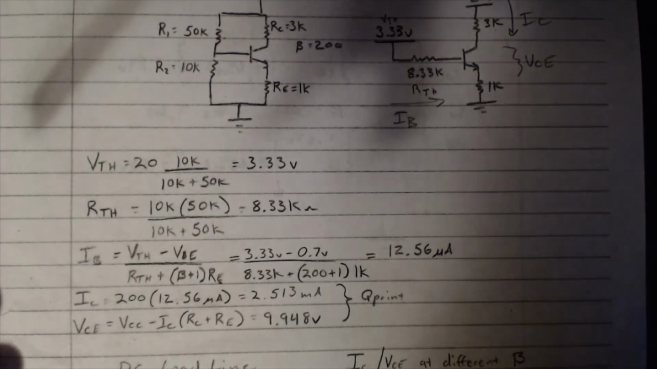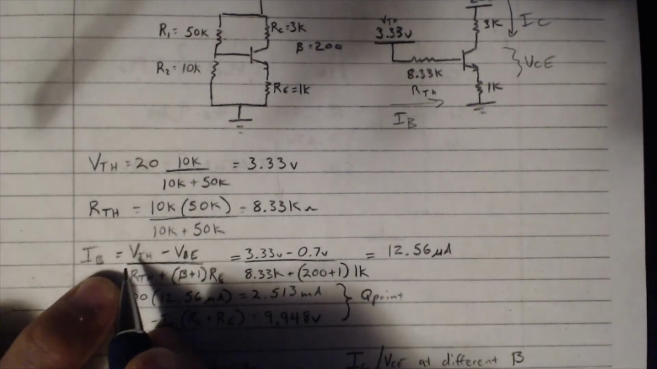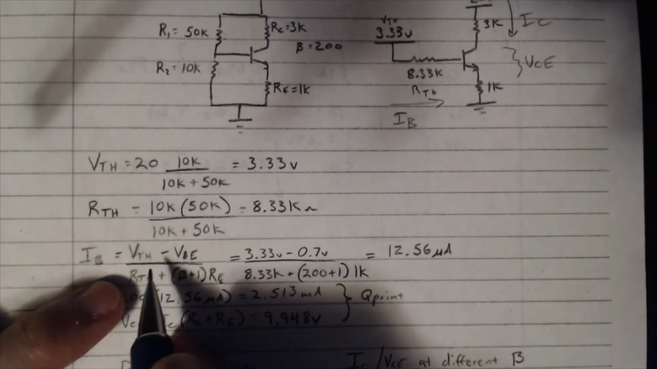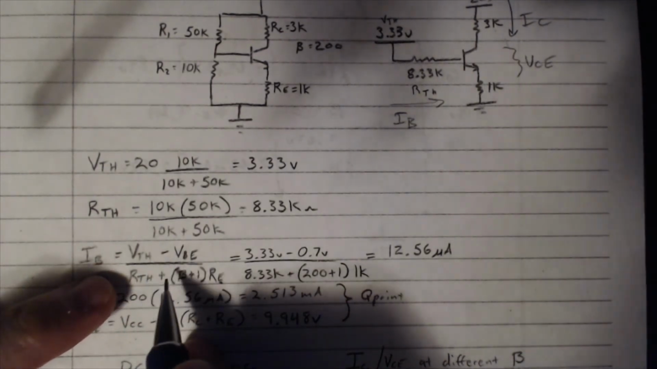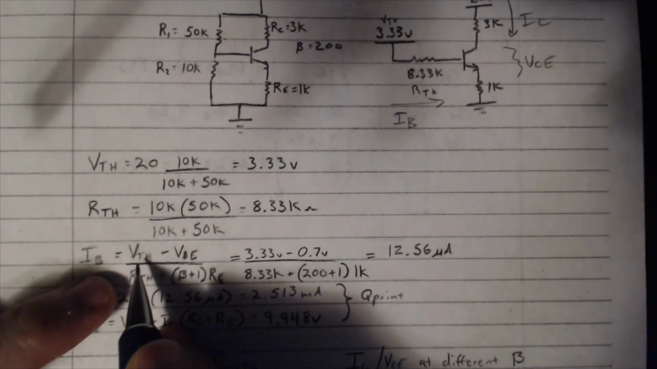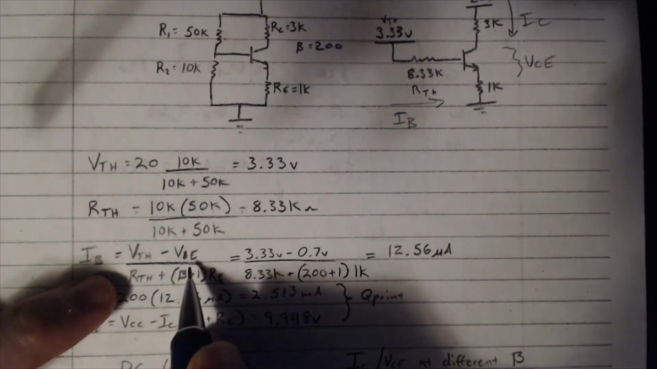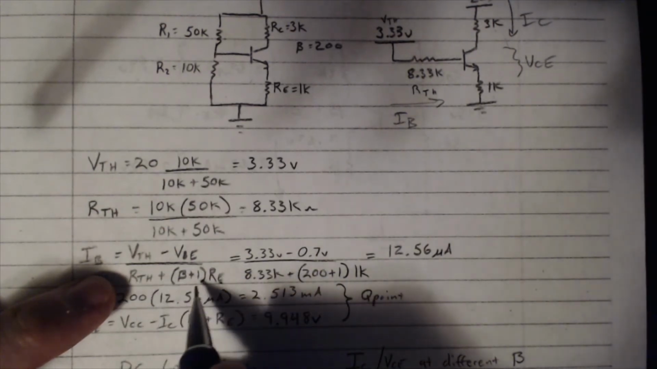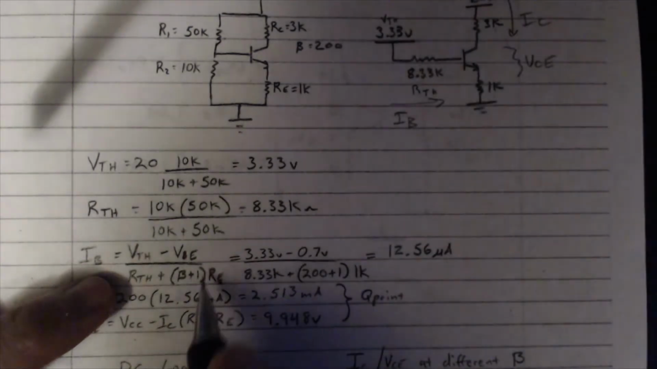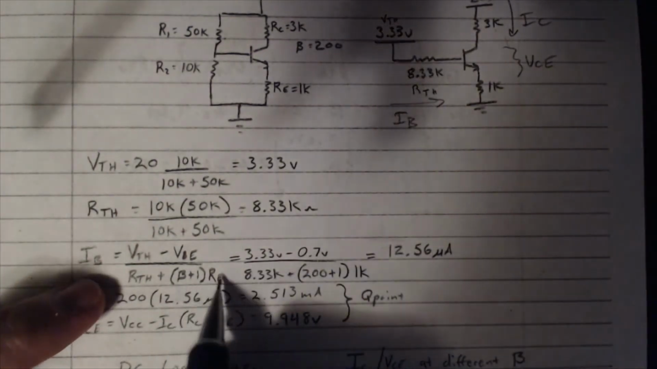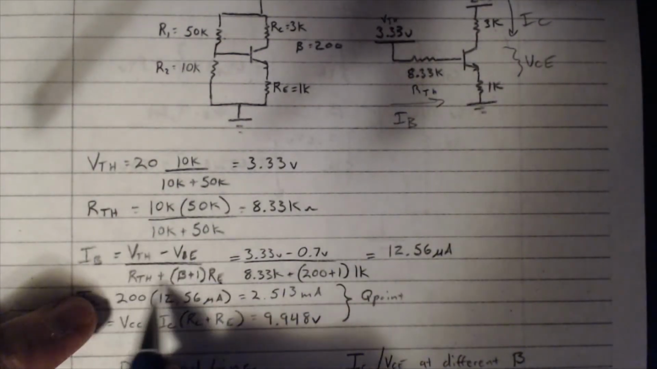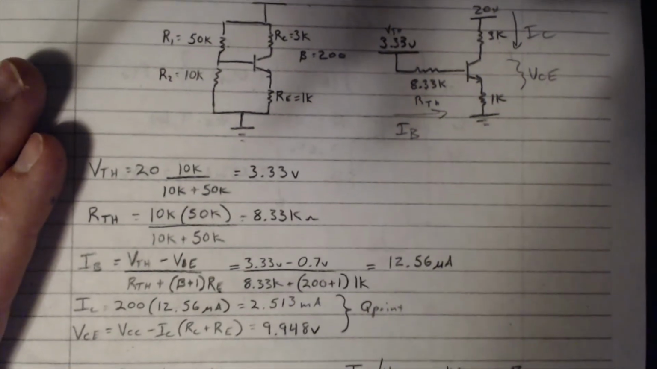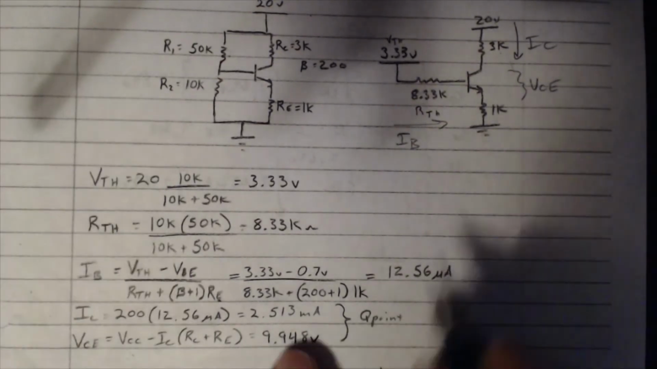So let's solve for IB. I'm using those equations that I derived earlier for IB, right? The Thevenin voltage minus VBE, which is 0.7 volts, divided by the Thevenin resistance plus (beta plus 1) times RE. Just go back in the video or go back in your notes. You'll see how we arrived at this for our base current. So we plug in all our values.